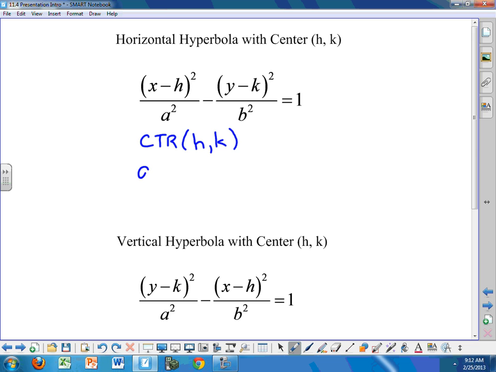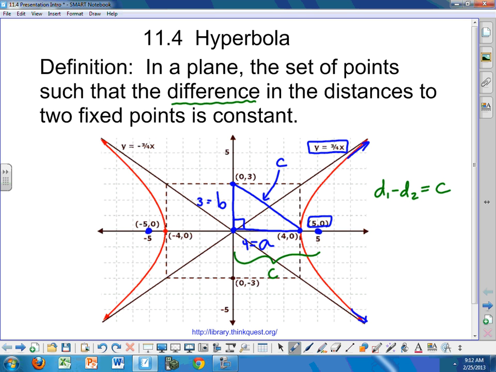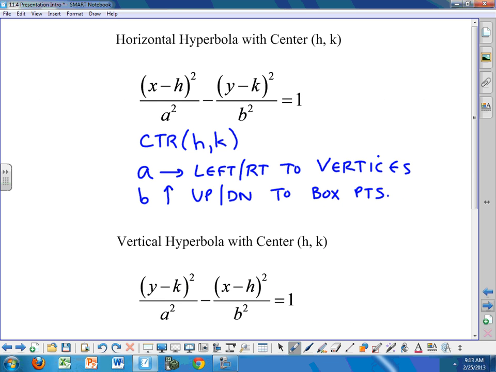and we see that A is the horizontal length, left and right, to the vertices, and then B is up and down to what I call box points. And if you remember in the last picture, those box points were simply these points right here on the top and bottom of the box. They don't really represent anything. They're not on the hyperbola. They're not even part of the asymptote, but they help to structure the box itself. So that's how we generate the picture, is those three items are so important.